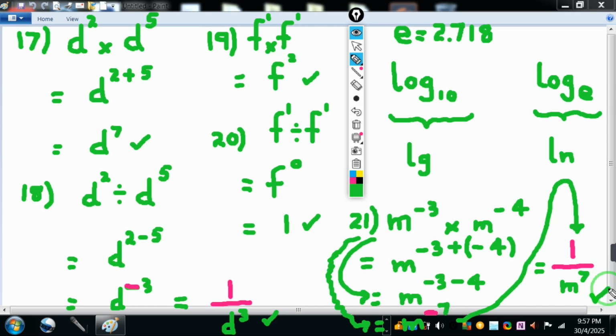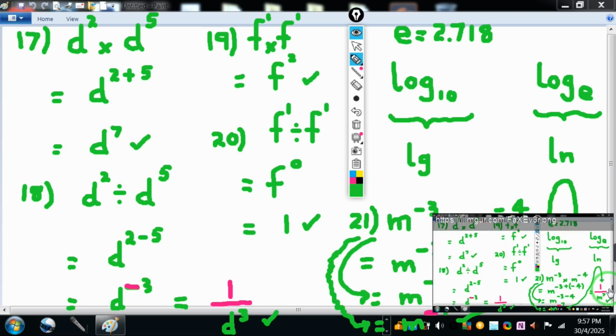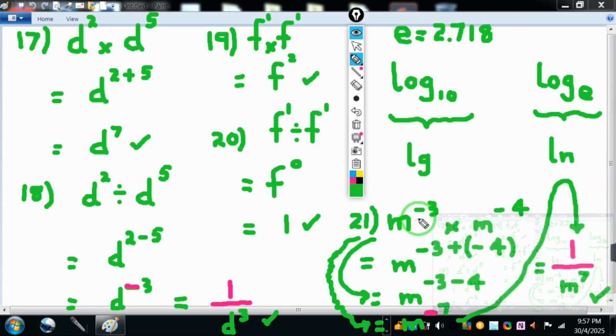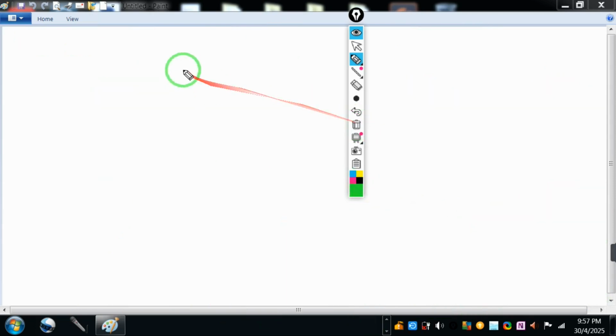21. We are going with 22. And 22 is, I'm going to use the same question, but I'm going to put a division. See what happens. 22 now will be same, but with a division. M to the power of minus 3 divided by M to the power of minus 4.